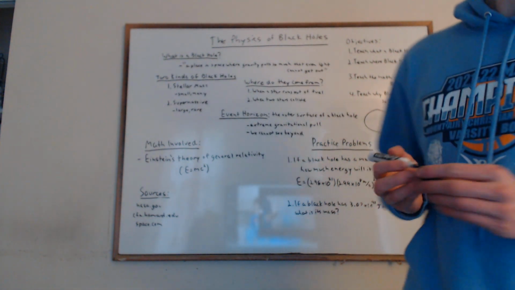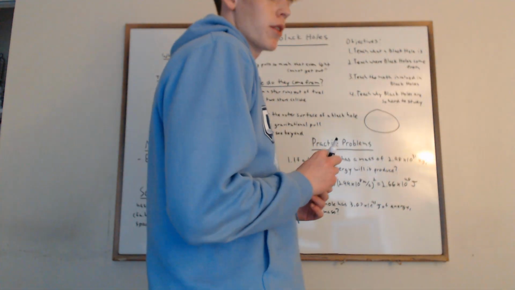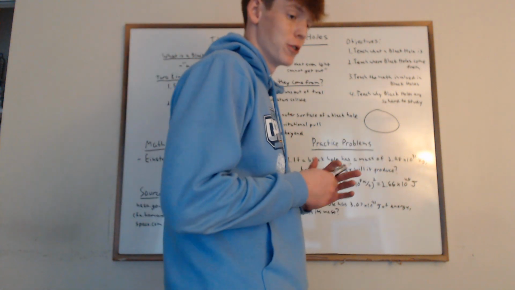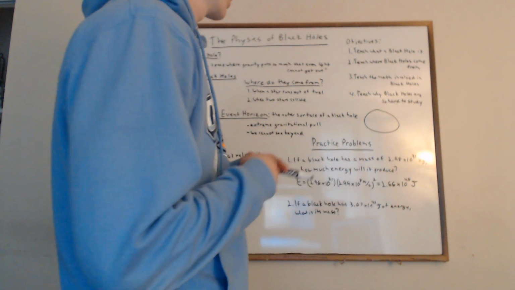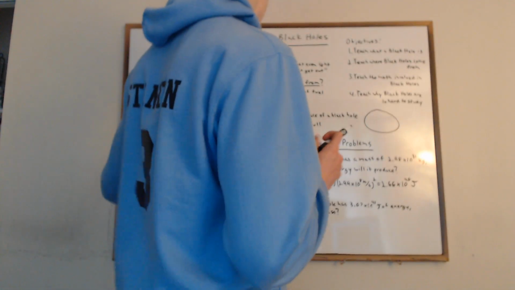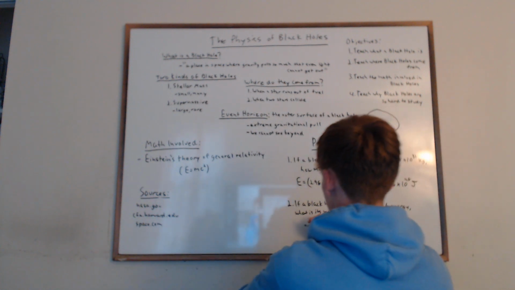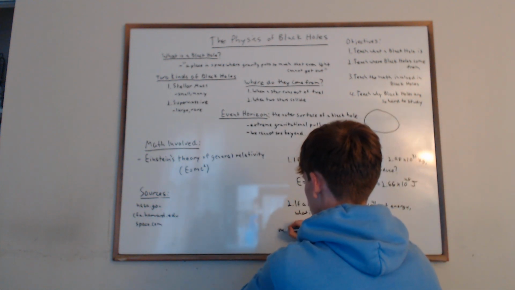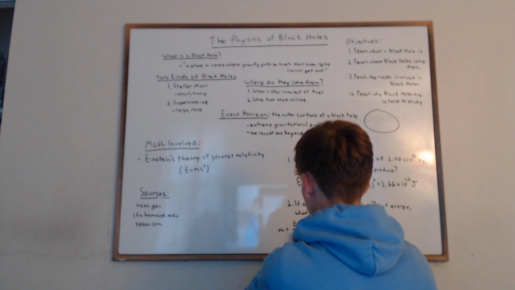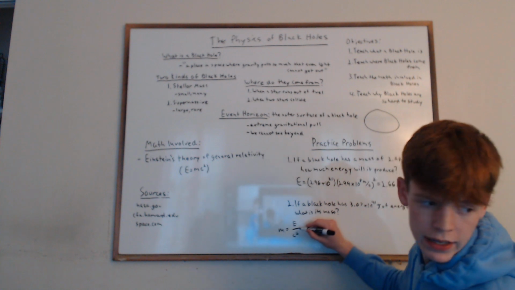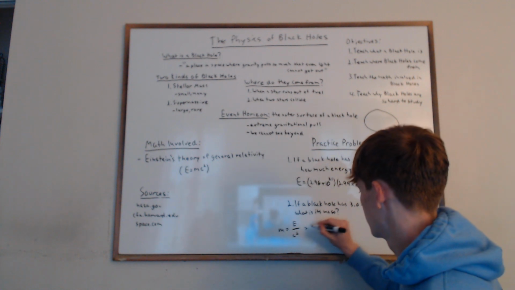Alright, practice problem number 2. If a black hole has 3.07 times 10 to the 41 joules of energy, what is its mass? So here you're going to do a little bit of algebraic maneuvering. If E equals mc squared, and you're looking for mass, mass is going to equal E over c squared.